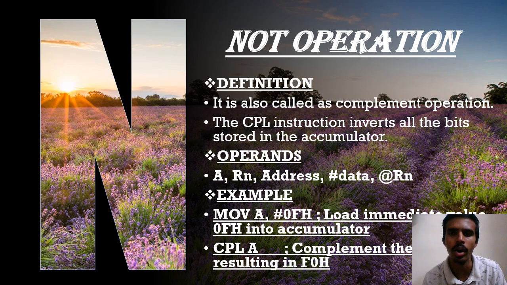So next will be the NOT operation, or complement operation. The complement instruction inverts all the bits stored in the accumulator. The operands are the same, and in the example, MOV A, #0FH loads the data 0FH in the accumulator, and CPL A, which stands for complement of A, results in the two nibbles being swapped in that 8-bit data, where you can see that F goes to the higher order nibble and 0 comes to the lower order nibble. So this is how it is complemented.